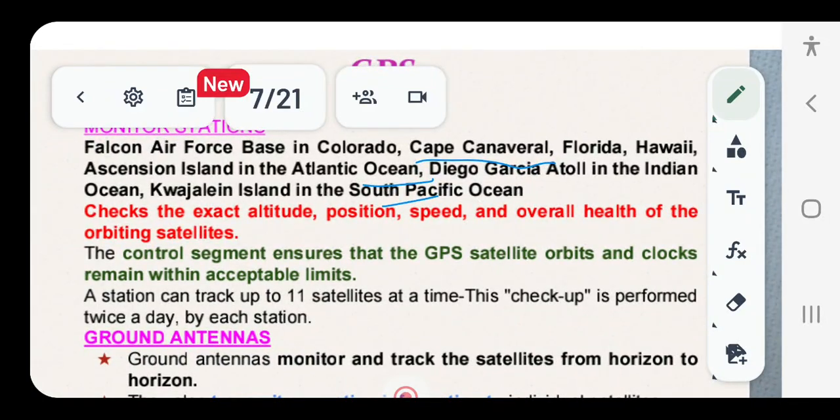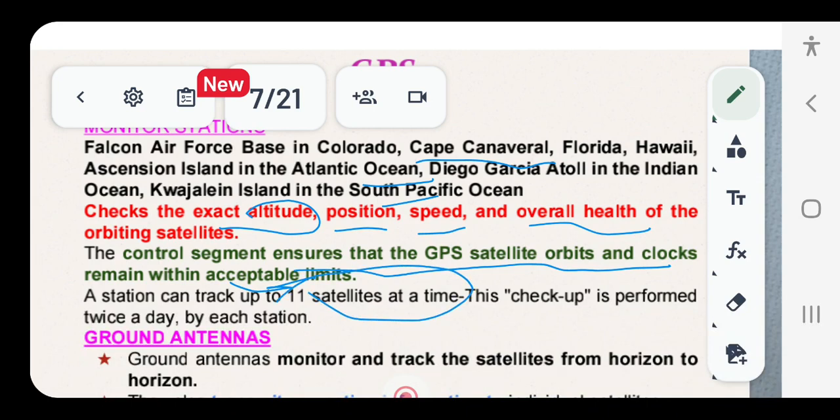is to check the altitude, position, speed and overall health of the orbiting satellites, and this ensures the GPS satellites' orbits and clocks remain within acceptable limits. A station is capable of tracking 11 satellites at a time, and a checkup is to be done by each of these stations twice a day.